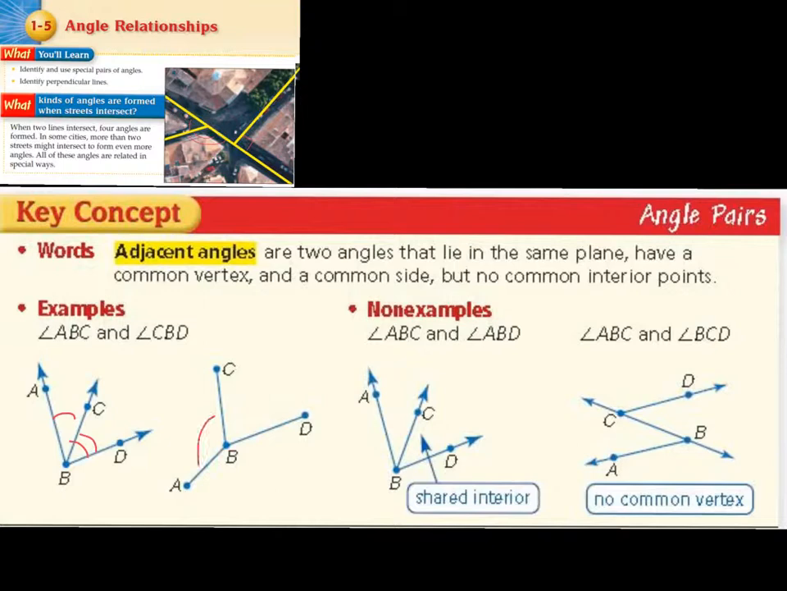These two are adjacent. ABC is obtuse that time, CBD is acute. But if we do angle ABC and angle ABD, those are not adjacent because there's a shared interior space. And this doesn't even look very promising. This ABC and BCD don't have a common vertex. So adjacent means next to. That's kind of next to, but they need the common vertex.